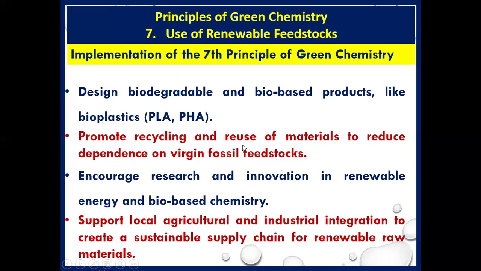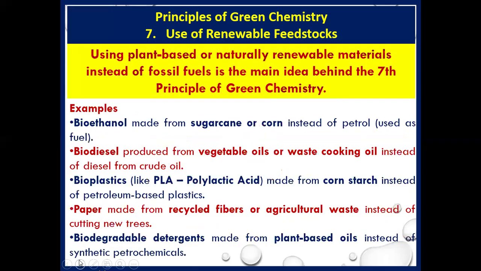Promote recycling and reuse of materials to reduce dependence on virgin fossil feedstock. Encourage research and innovation in renewable energy and bio-based chemistry. As for how it can be implemented, support local agricultural and industrial integration to create a sustainable supply chain for renewable raw materials. So by these ways, we can implement the seventh principle of green chemistry.